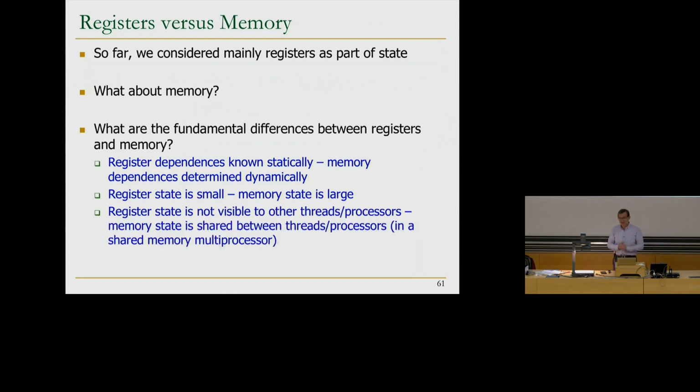And the register state, this is also interesting, but we're not going to tackle it as much. If you look at other threads or processors, they don't share the registers normally. Whenever you write a multi-threaded program, for example, different threads don't share registers. So you don't need to worry about them. But memory state in a shared memory multiprocessor, which is most of what multiprocessors are today, is shared between different threads and processors. And this could cause headaches if you update memory state in an out-of-order manner. But we don't want to update memory state out of order anyway. But we're not going to tackle this one. But this is another difference between registers and memory.